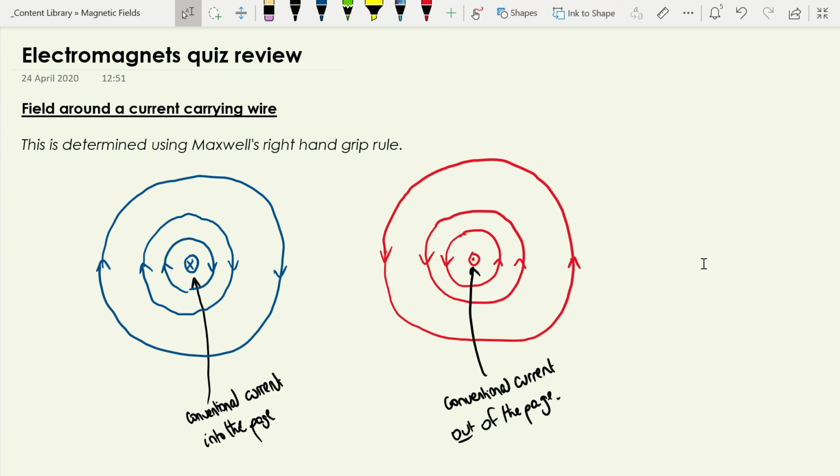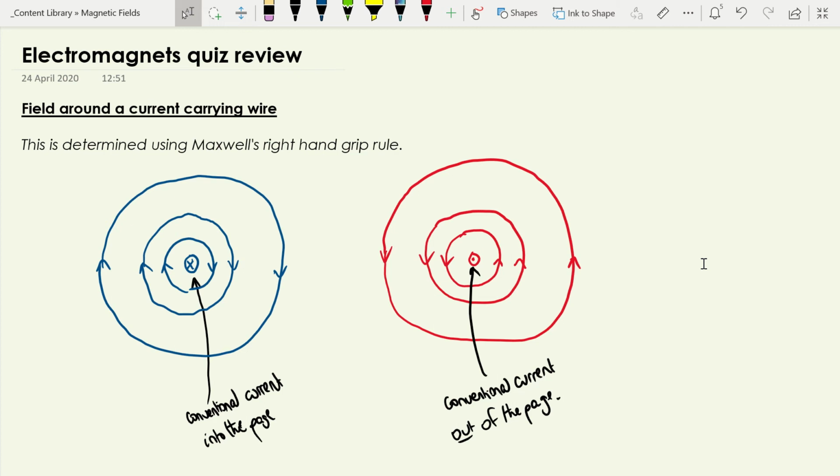So you point your thumb straight at the X, perpendicular to the screen, and you should see that your fingers are pointing around in a clockwise direction, as long as you made your thumbs up with your hand. Your thumb points in the direction of conventional current, and your fingers will tell you the direction of the field. So your fingers are the same direction as those arrows.